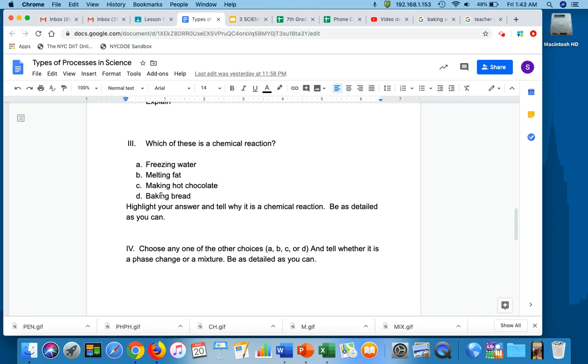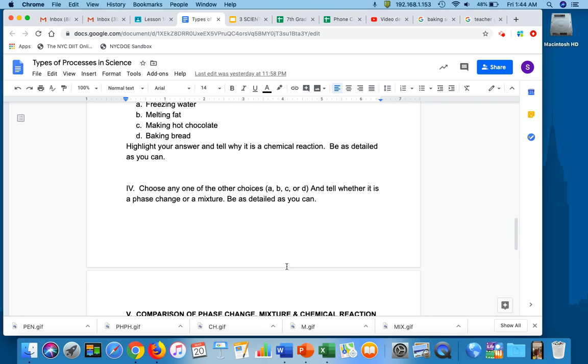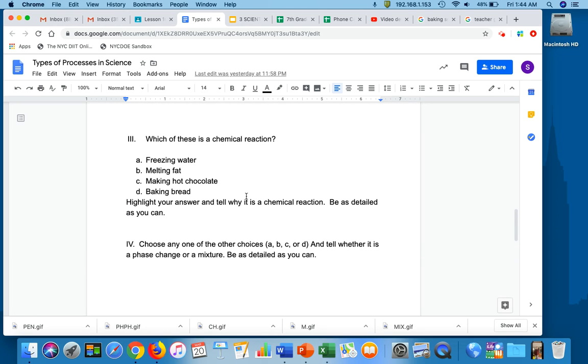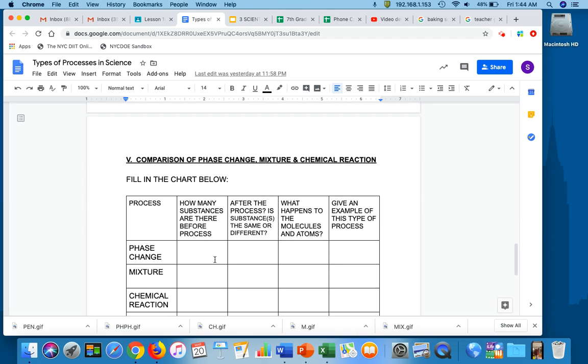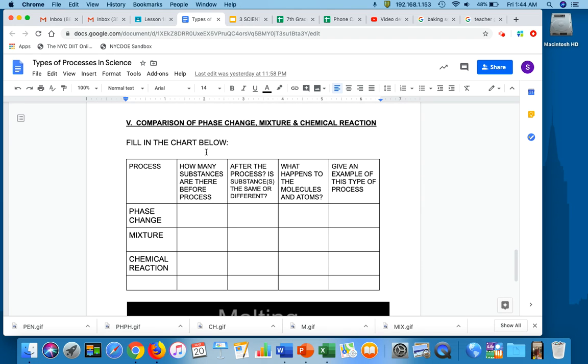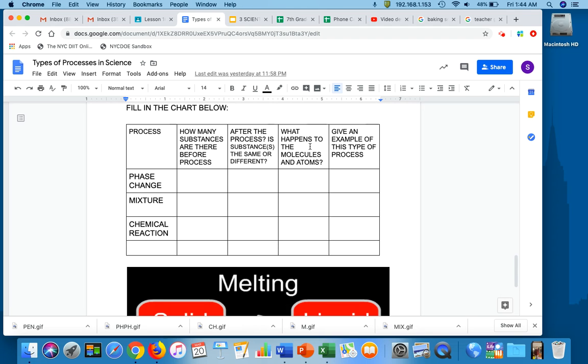And then out of the ones that you did not choose, whichever 3 are left over, you're going to bring one of those down to number 4. Choose any one of the other choices and tell whether it is a phase change or a mixture. Be as detailed as you can. Because remember, you already picked out the chemical reaction. So now you're going to tell me which one is a phase change or a mixture. And then the last part of that assignment is comparison of phase change, mixture, and chemical reaction.